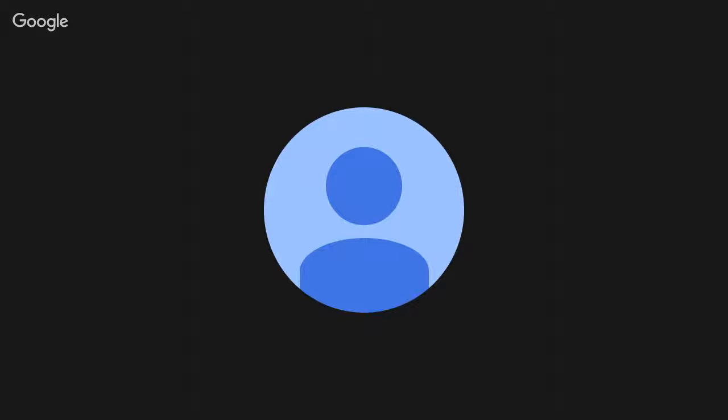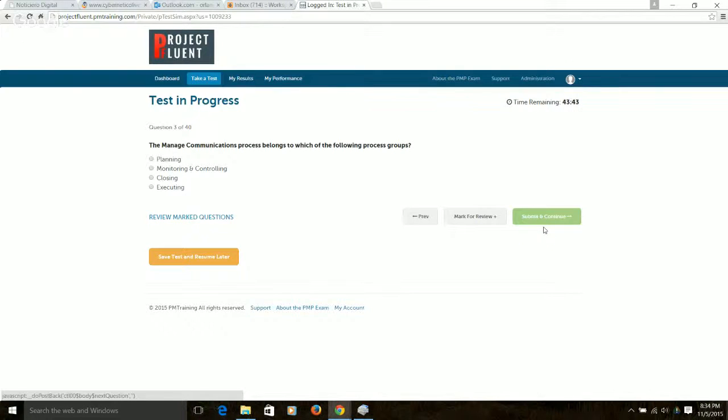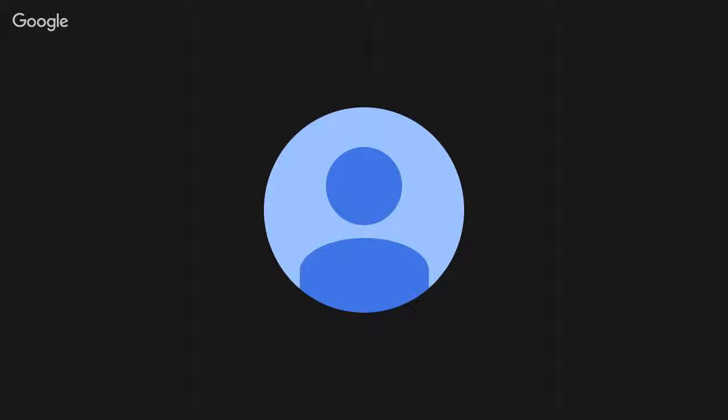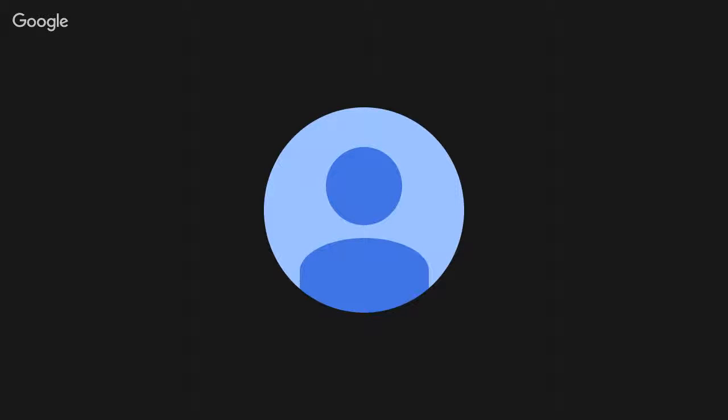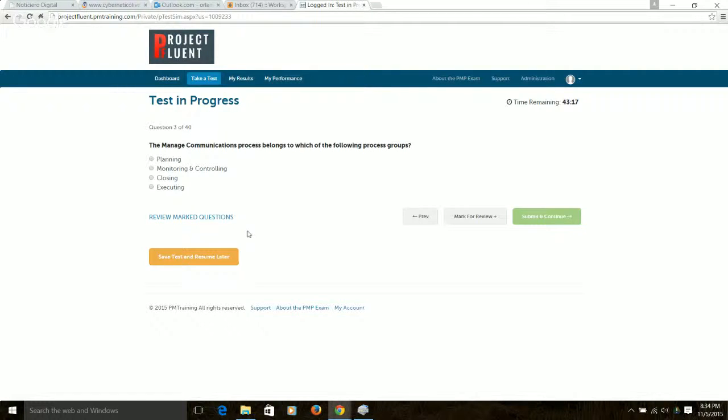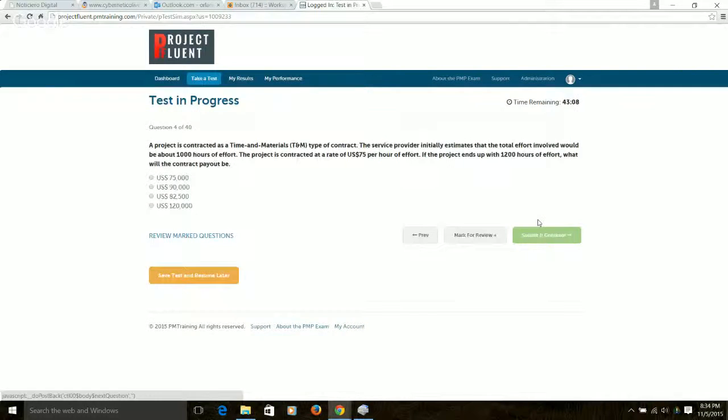Monitoring, controlling. I'm going to give you another hint. Okay, so it's not. Manage is action. Right. You're doing something. So when you're doing something, you're doing what? Oh, what are the answers again? Planning, monitoring and controlling, closing, and executing. These are four of the process groups. I guess executing. When you see something that is a verb that indicates action, that's executing. And we'll see, but that's where we are.